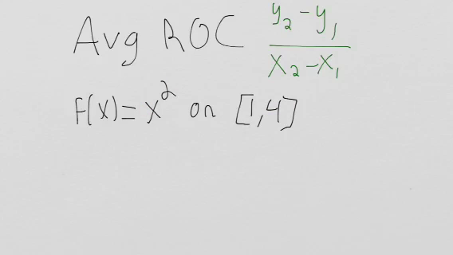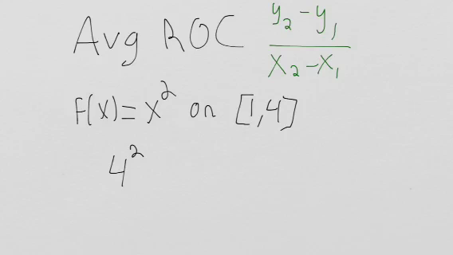So what that really is, is the change in rise, the change in the y values, over the change in run. And this is my x2 and my x1. What I want is my y2 and my y1 so I can use this formula to figure out the average slope. So I have to use my function, right? So I plug in my x value into my function.